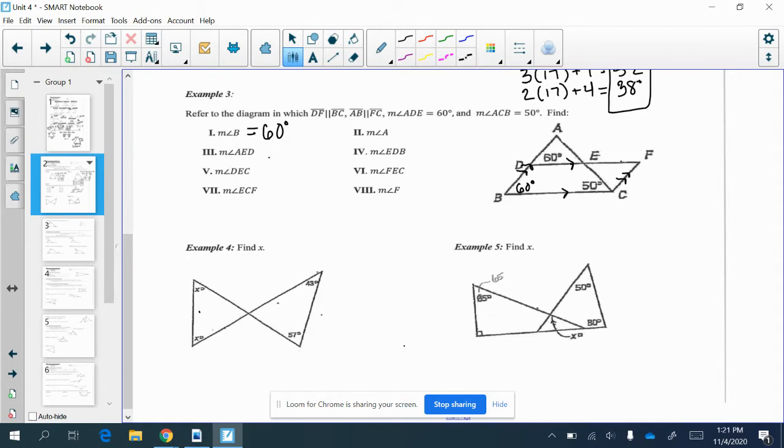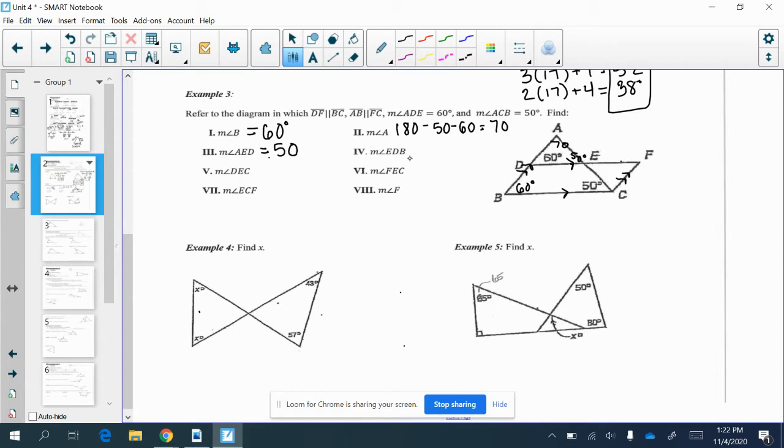Next is measure of angle A. Well, again, corresponding angles, so this angle has to be 50. 180 minus 60 minus 50 is 70. So that measure of angle A is 70 degrees. Measure of angle AED. Oh, we just said that was 50 degrees.